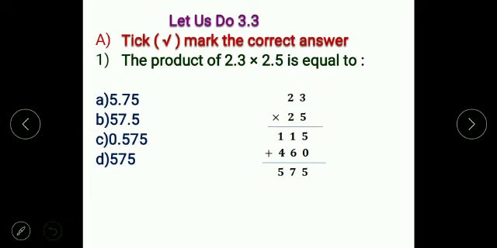So now see here in this example, the decimal places, that means how many digits after the decimal point. Here 1, how many digits after this decimal point, that is 1. So 1 plus 1 is 2. So we have to leave 2 digits from right to left and put the decimal point. So what is the answer here?